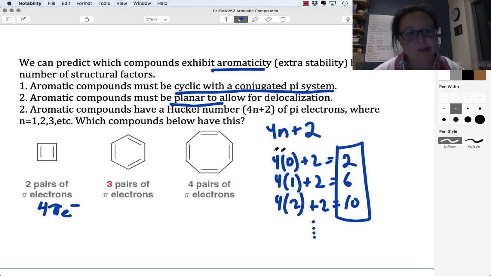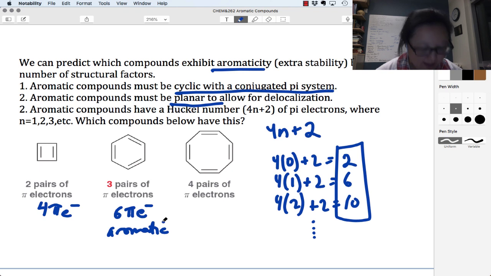Okay, so let's go now to this one. 3 pairs of pi electrons, so that's 2, 4, 6. 6 pi electrons, is this aromatic? We know benzene's aromatic, but let's check. A Hückel number is 6, so this works. So this is aromatic. Okay, and then here, how many pi electrons do we have? We have 4 pairs, because each bond is a pair, so 4 bonds times 2 electrons each is 8 pi electrons. So clearly we're not going to have a Hückel number, so this is not aromatic either.